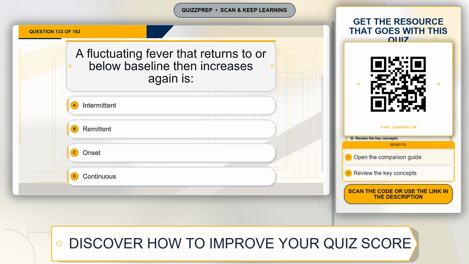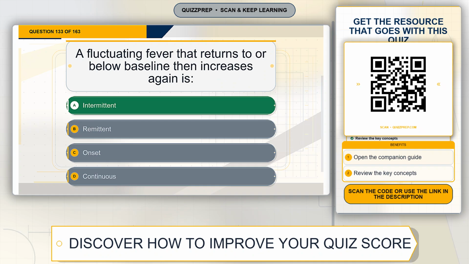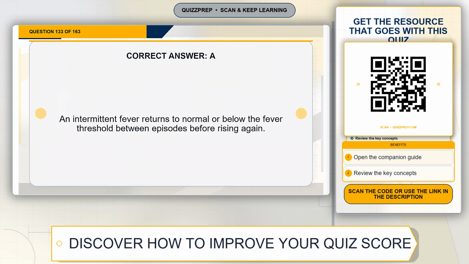Question 133. A fluctuating fever that returns to or below baseline then increases again is option A, intermittent, option B, remittent, option C, onset, option D, continuous. The correct answer is option A, intermittent. Explanation. An intermittent fever returns to normal or below the fever threshold between episodes before rising again.